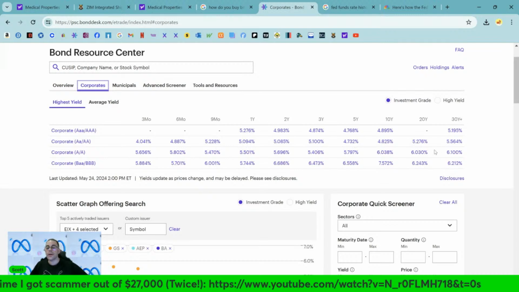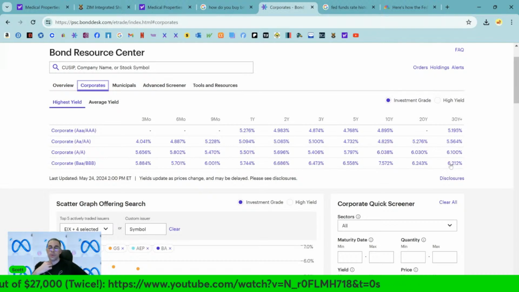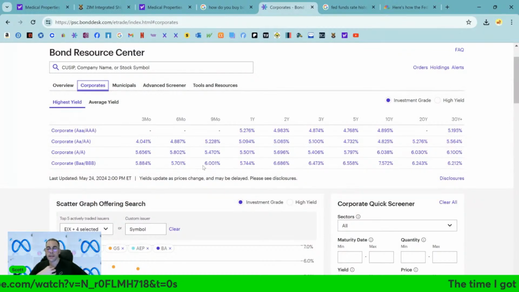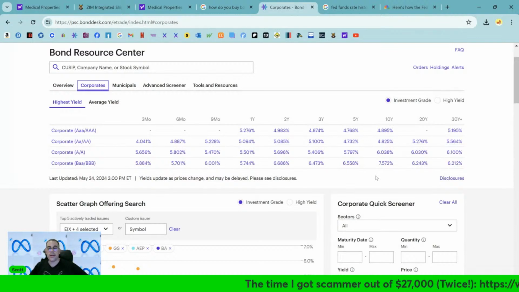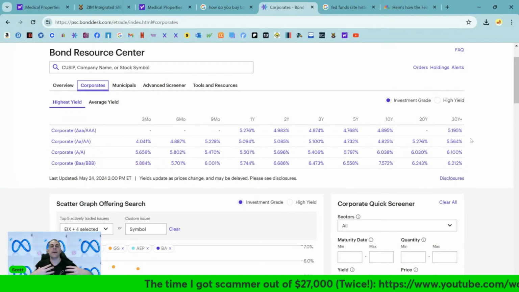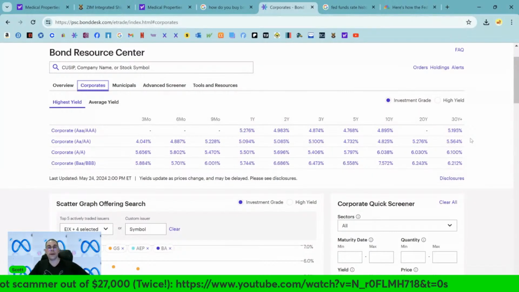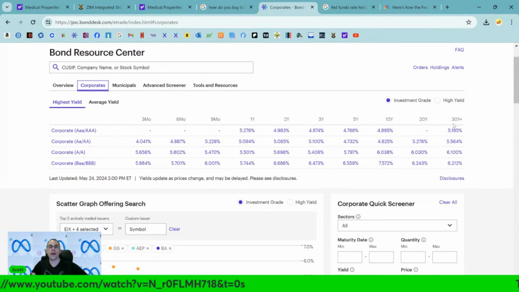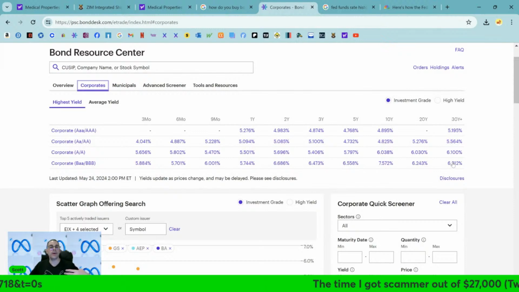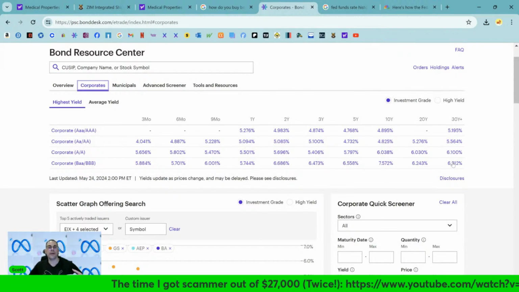And look at 30-year bonds. BBB is 6.2%, but 9-month is only 6%. It's that inverted yield curve. By locking your money away for 30 years, you're supposed to receive a greater return, but it's not even that much greater. Why would they do that? Why would they only offer 6.2%?